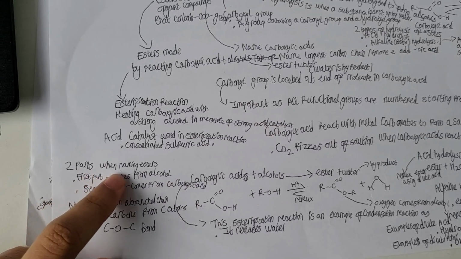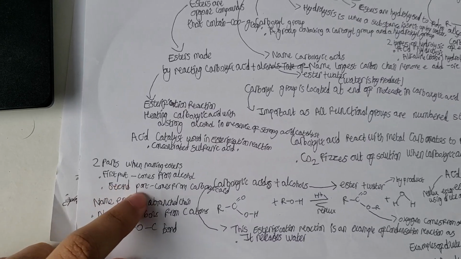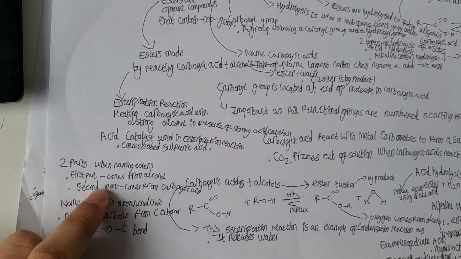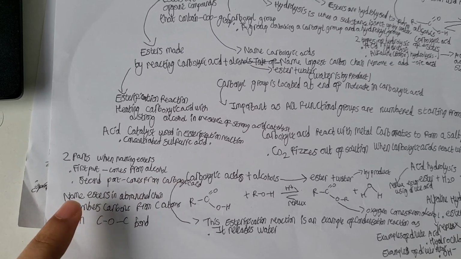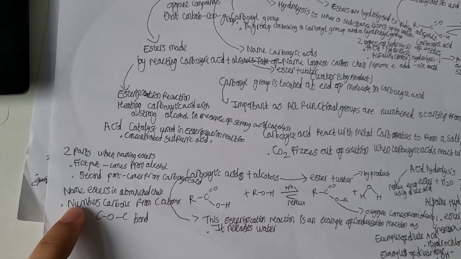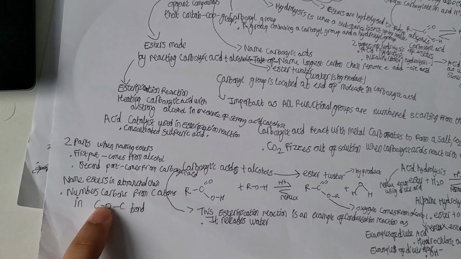There are two parts when naming esters. The first part comes from the alcohol. The second part comes from the carboxylic acid. And if you want to name esters in a branched chain, we want the number of carbons from the carbon atom in the COC bond.